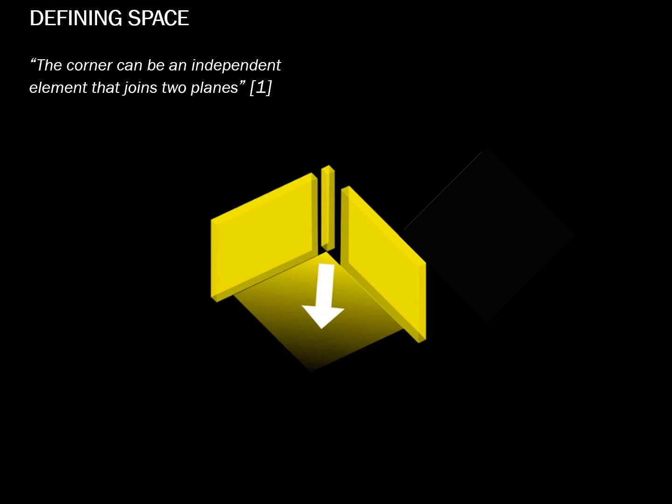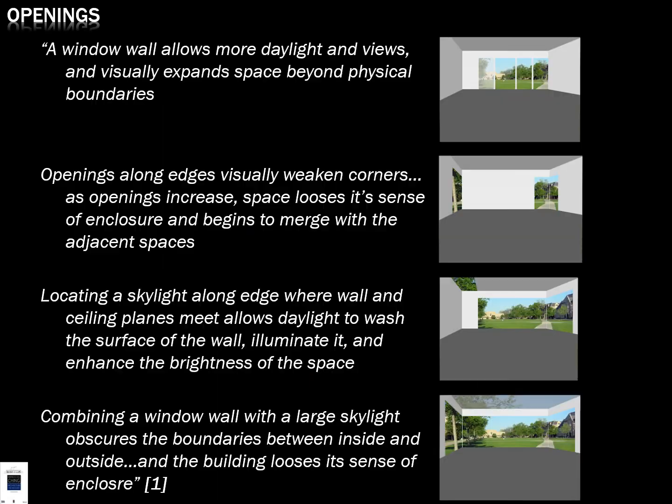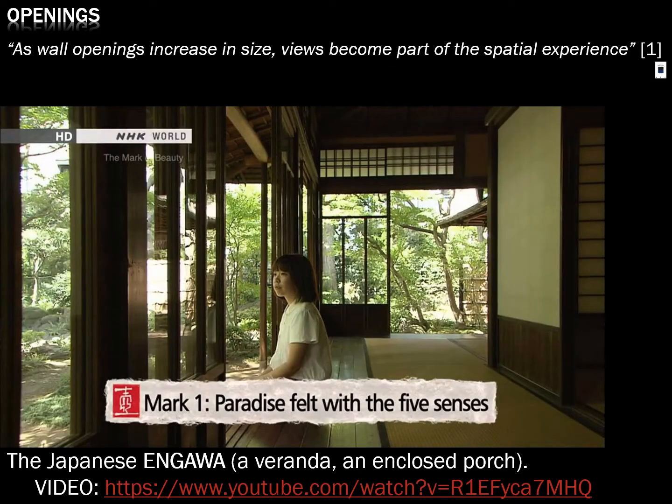So defining spaces, the corner can be an independent element that joins two planes. And you can play with where the openings are. So Frank Lloyd Wright wanted to destroy the box and open up the corners. So the way you lay out your windows, where you put them, and also where you put skylights and how they open up can affect the space quite a bit. Do take the time to come back and watch this little video here about, as walls open, increasing in size, views become part of the spatial experience.